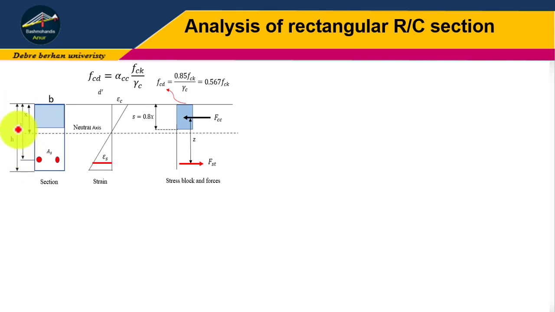Okay, therefore here we have h, the depth of the beam, and b is the width of the beam. Therefore d is the effective depth, and x is the neutral axis depth.